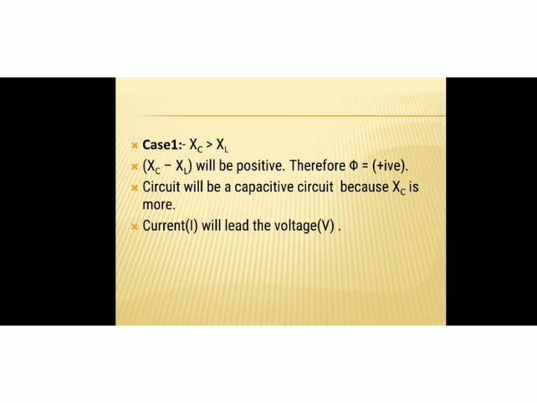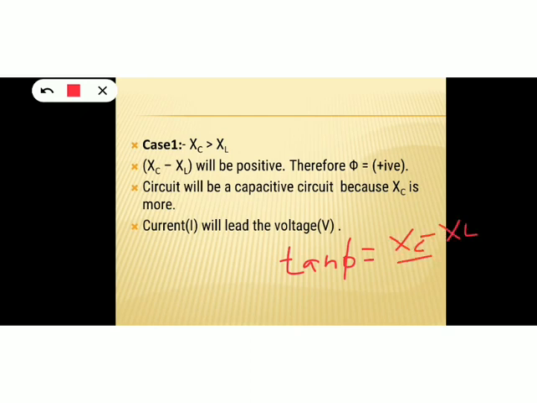What is the first case? XC is greater than XL. So, if XC is greater than XL, XC minus XL term will be positive, and therefore phi is positive. Why? Because we know that tan phi is XC minus XL by R. So if XC is greater than XL, XC minus XL will be positive and tan phi also will be positive.